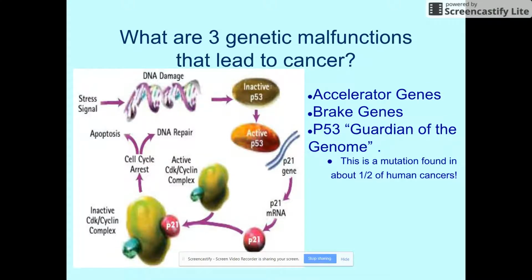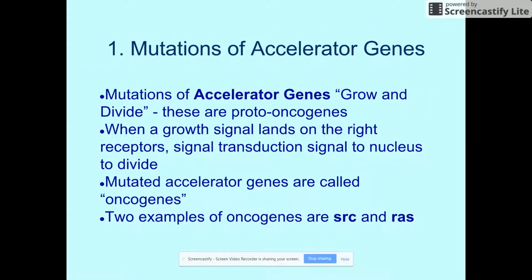We last left off talking about Henrietta Lacks and how her stem cells have contributed, or I'm sorry, how her cancerous cells have contributed towards major scientific advances. If we proceed along, there are a couple other malfunctions within the human body that will lead to cancer, such as accelerator genes, brake genes, and lastly, we'll talk about P53, which is kind of a big and important one for you to know about. So let's start with accelerator genes.